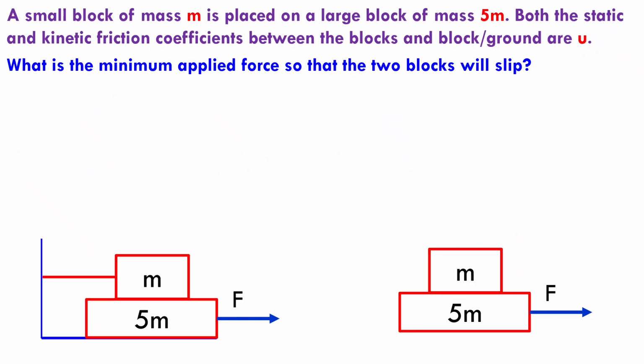The setup of this question is very simple. There is a small block of mass m, which is placed on a large block of mass 5m. Both the static friction and the kinetic friction coefficient between the blocks and between the block and the ground are mu. So the friction coefficient everywhere is mu. And the question asks, what is the minimum applied force so that the two blocks will slip?